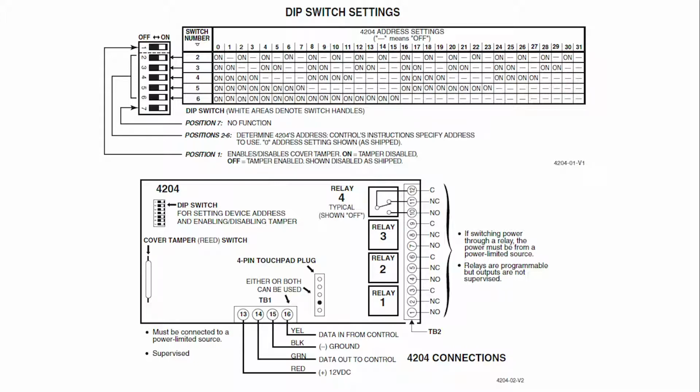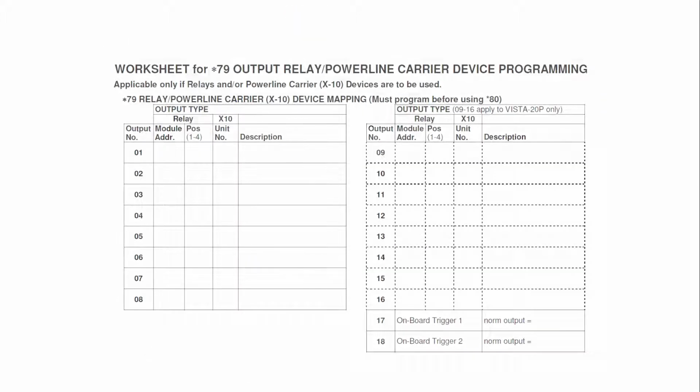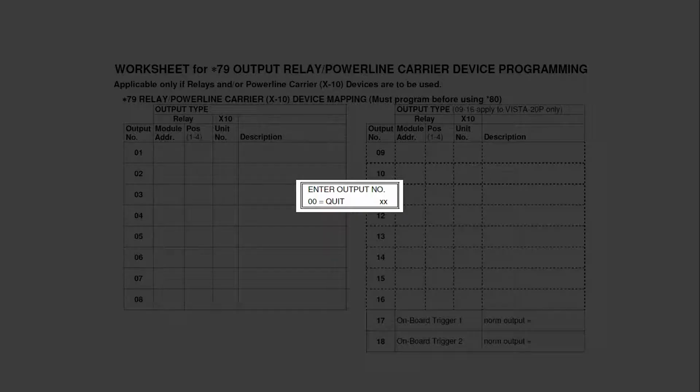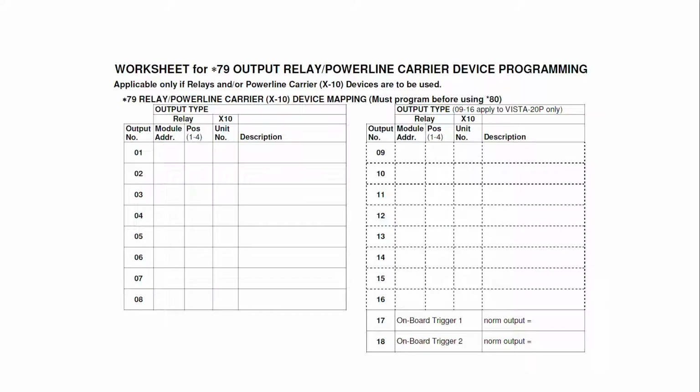Now that we know how to address and wire a relay, we can begin programming. Once in panel programming, enter field 79. This is a menu mode and has a corresponding worksheet in the panel's programming guide. The first question will ask for the output number. The output number can be thought of as how many relays do I have? Enabling your first relay, choose output number 01, for the second 02, and so on. You have 16 outputs available, which equals a total of 4 4204s.